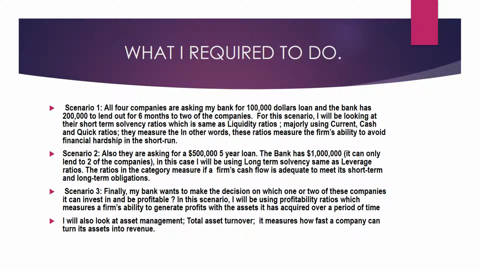In the second scenario, the companies are asking for a $500,000 5-year loan. The bank has $1 million to loan to 2 of the companies. In this case, I'll be using the long-term solvency ratios. These ratios measure the firm's cash flow, how adequate it is to meet the short-term and long-term obligations.